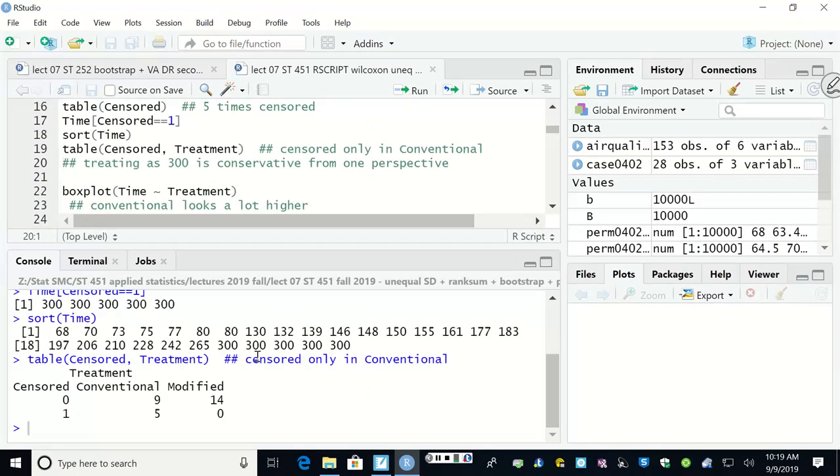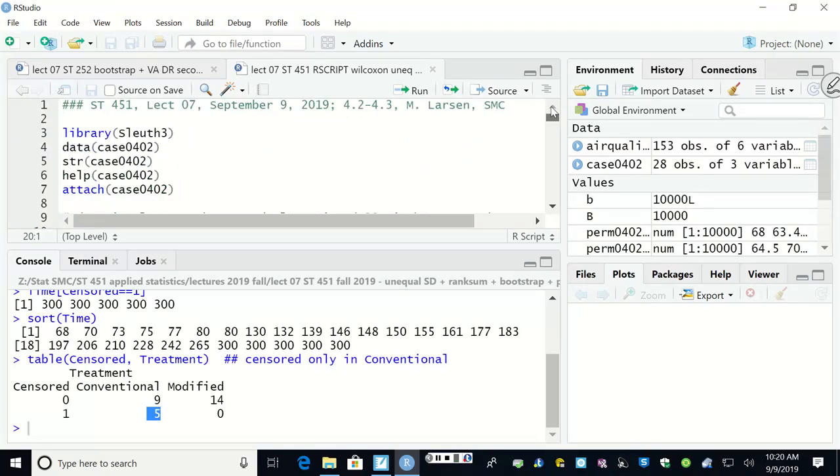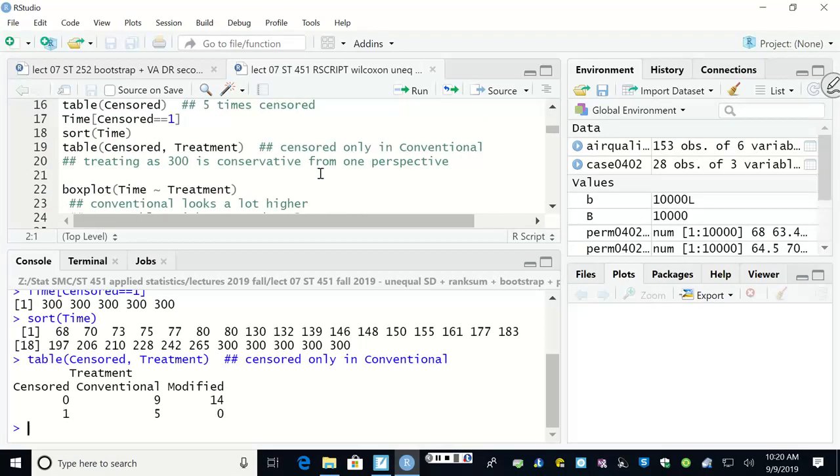The censoring. There's a 2-way table, censored yes or no, and treatment, conventional or modified. In the modified treatment, there's 14 non-censored and 1. So the 5 are in the conventional, and that's what the paragraph said in the help file. If on your computers you install the library for Sleuth 3 and then type library and then this data, you'll get the help file. I still need to fix how this works here so that I don't have to do it each time.